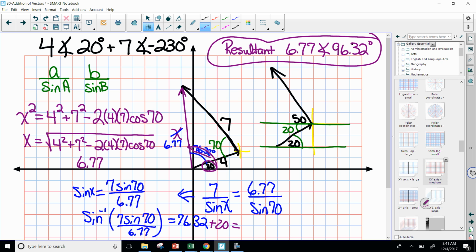See how you can use the law of sines and law of cosines to get there. You could change it into rectangular format. That's what your book is going to tell you to do. But it would be nice for you to get practice doing it both ways.